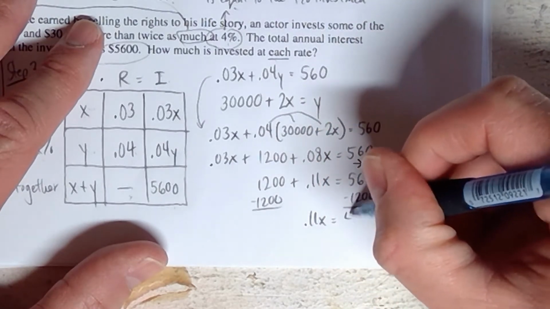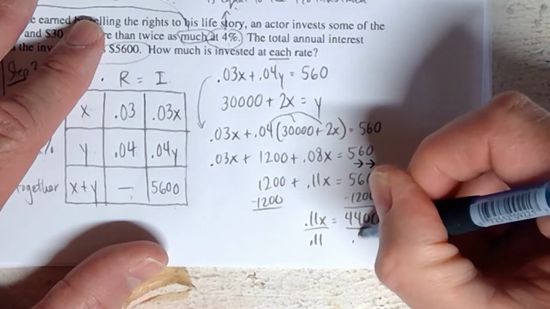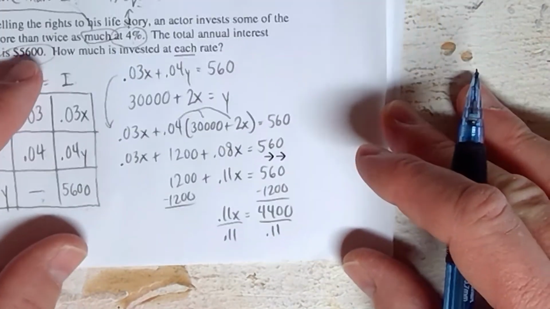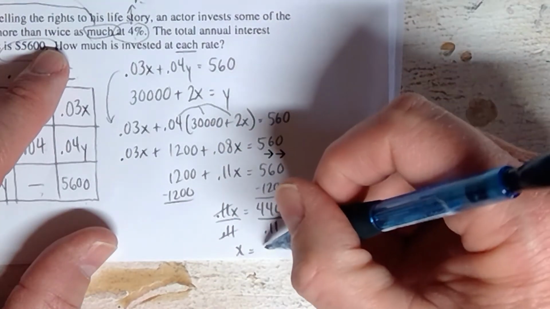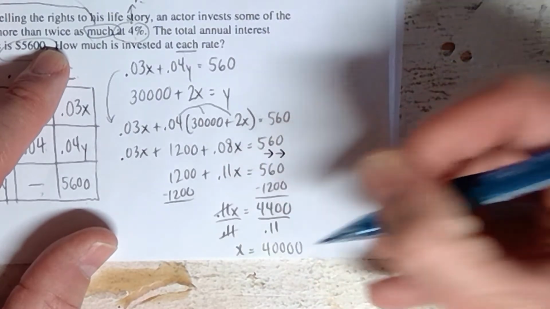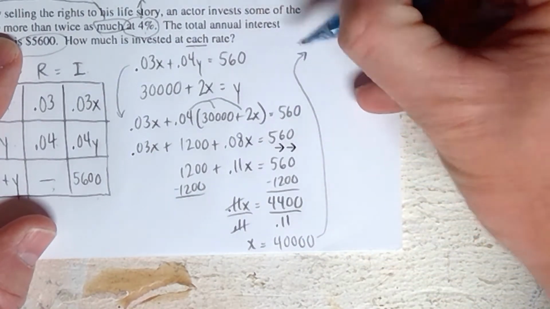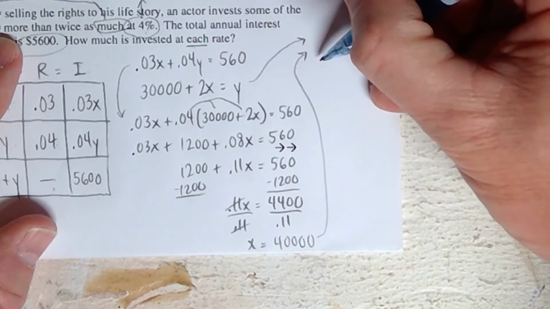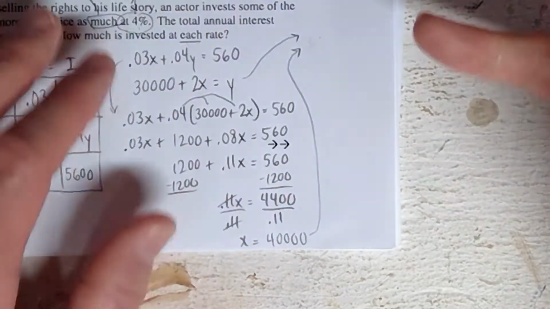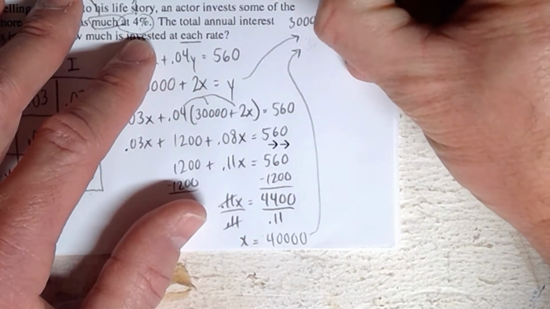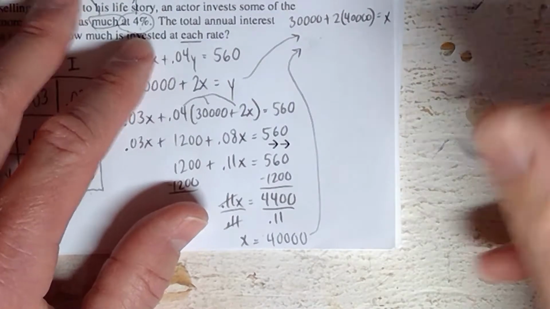Okay, and that gives me this right here. Like that. Okay, and then I divide out, and that gives me 40,000 in your calculator. If you put that in your calculator, 4,400 divided by that decimal, 40,000, but we still got to figure out the other variable. So I plugged the 40,000 into the x, I should say. Put it up here. 30,000 plus 2 times 40,000 is equal to x. I just got it from here.